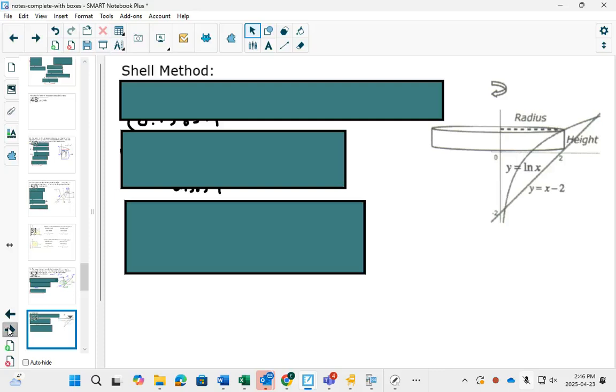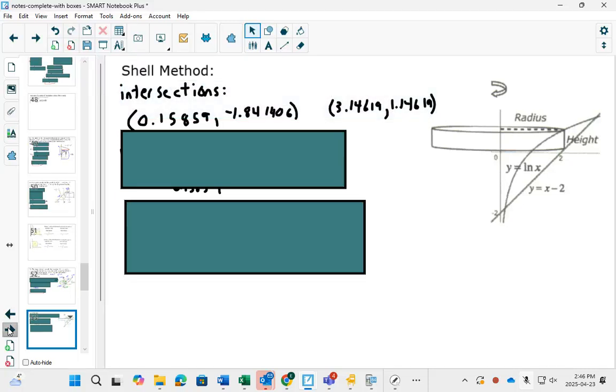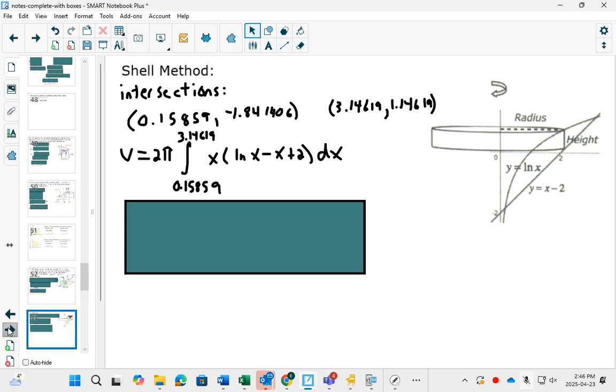There's my cylinder. My radius is going to be my x value, my height is the distance in between. Same intersections, but now my integral goes from the x value to pi, and my radius is whatever my x value is, so it's just 2 pi x. And my height is the top function minus the bottom function. So I get ln x minus the x minus 2, which I distributed to make negative x plus 2.